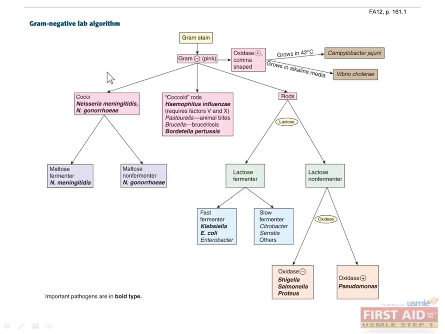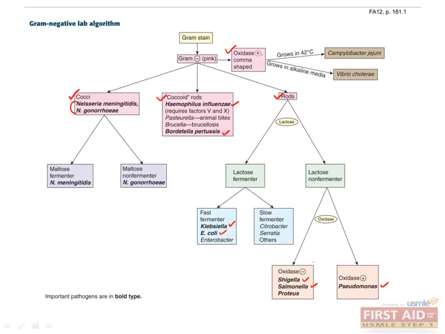There are four main shapes that gram-negative organisms can take: cocci, coccoid rods, a mix between circular and rod shape, rods, and comma-shaped organisms. Of the cocci organisms, you thankfully only need to know two species of bacteria which are within the same genus, Neisseria meningitidis and Neisseria gonorrhea. Within the coccoid rods, focus on Haemophilus influenza and Bordetella pertussis. Within the rods, let's focus mostly on these organisms: Klebsiella, E. coli, Shigella, Salmonella, and Pseudomonas.